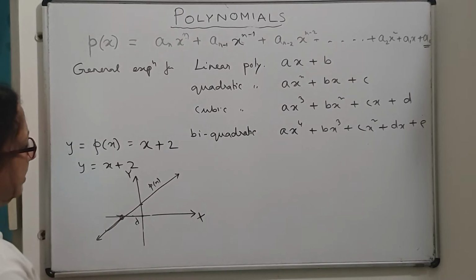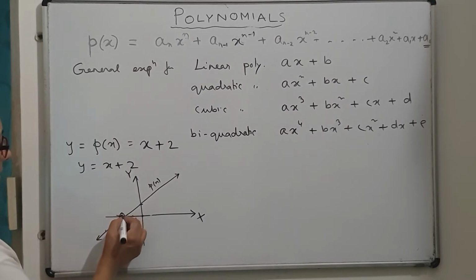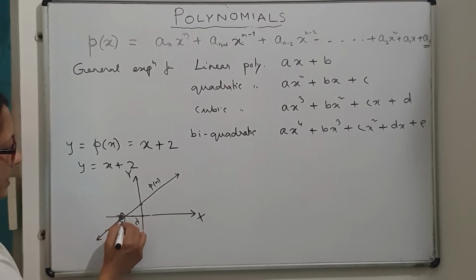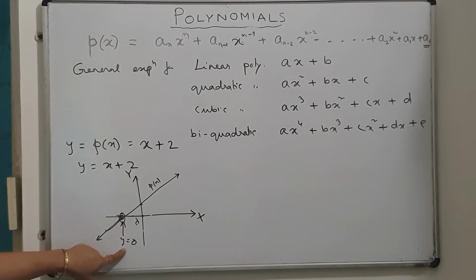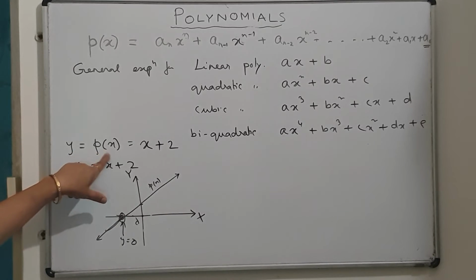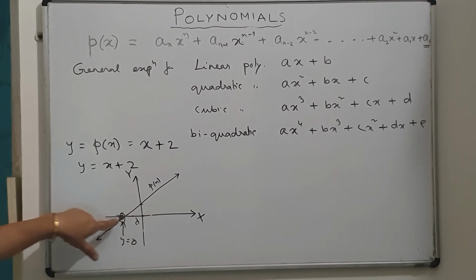And you see, a line will always cut the x-axis at one point. So this is only one point. And what does it mean? The intersection of the graph with the x-axis means y is 0, because for any point lying on the x-axis, the ordinate of that point is 0. And y is nothing but the value of the polynomial. So the point of intersection of the line with the x-axis gives you the zero of that line, which represents the polynomial.